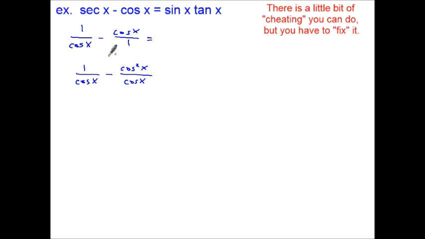Okay, then hopefully this numerator sort of thing is looking a little familiar. I've got 1 minus cosine squared x all over cosine x. And get the equal signs going here. Alright, now again, I think we've seen this enough times that we know that that's going to be sine squared x over cosine x.